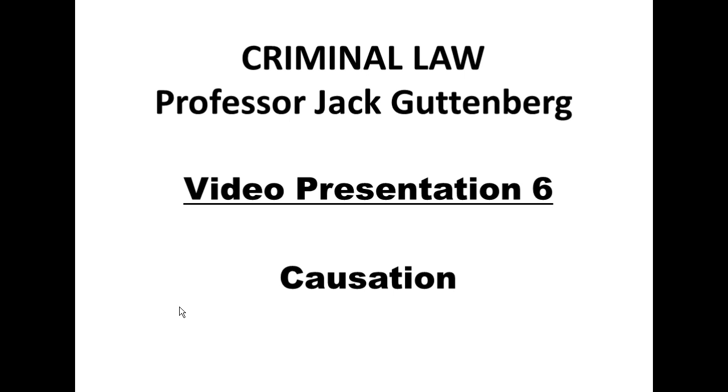Causation becomes an issue when we have a result crime or when an element of a crime involves a result. And the question we're trying to resolve is whether the defendant's conduct and what that conduct brought about are sufficiently blameworthy or connected enough to criminally punish the defendant. So let's take a look at some examples and they will help us start to sort this out and see the rules that apply.